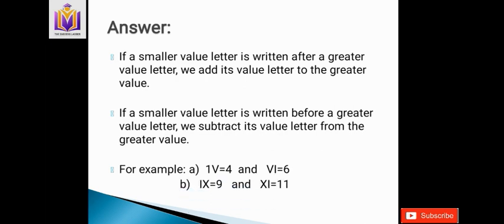Similarly for 9, here X stands for 10 and I stands for 1. Here it is written on the left hand side, so 10 minus 1 will become 9. And here the smaller is written on the right hand side, so we will add it. So 10 plus 1 is 11. So basically with the same letters we can have different combinations. So the Roman numeral system works on addition and subtraction as well. So we have to see the position of the smaller letter. If it is before the greater letter, we have to subtract, and if it is after the greater letter, we have to add.